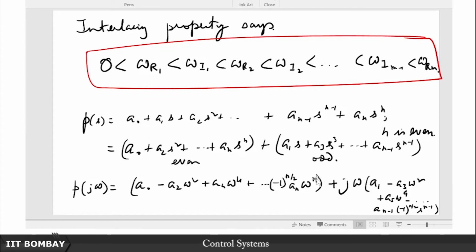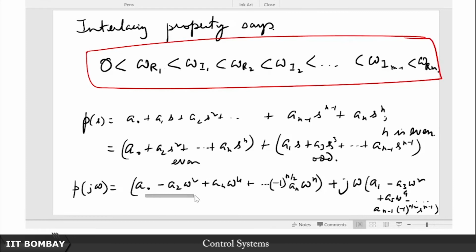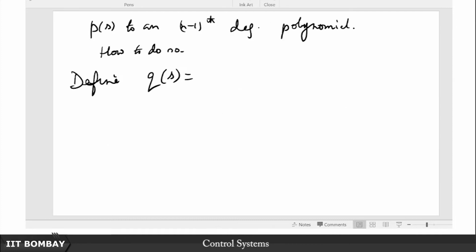On the other hand, if this was an odd degree polynomial, then I would have wanted to get rid of the highest power in this. Of course, this would then be n plus 1. So I would have tried to get rid of this term. How do we do this? So what we do is, we take this, let me name this P even, P odd.